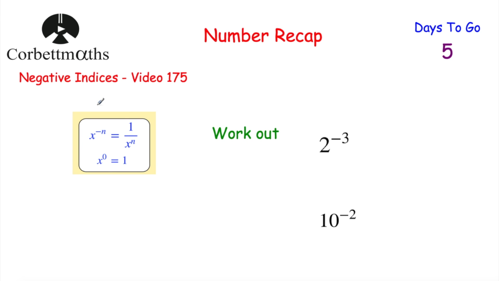Okay, so we've looked at positive indices, but what if the indices are negative? What if the powers are negative? So first of all, any value apart from 0, to the power of 0, is always equal to 1. So for instance, if we've got 20 to the power of 0, that's equal to 1. If we had 8 to the power of 0, that's equal to 1.